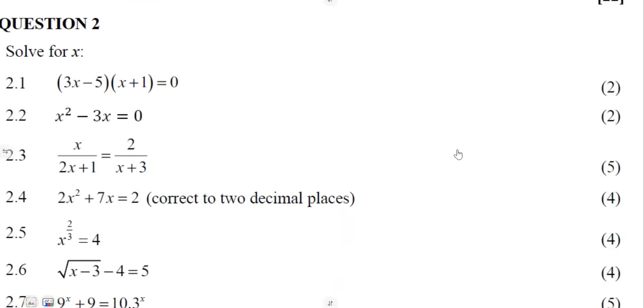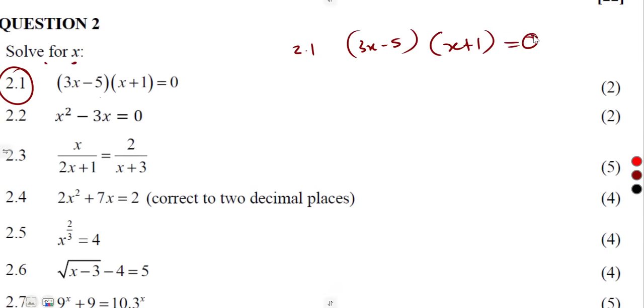All right, let us move on to question number 2. Solve for x. This time we are done with simplification, now we are solving for x. Two brackets equal to 0: 3x minus 5, x plus 1, equal to 0. We simply have to equate each to 0. 3x minus 5 must be equal to 0, or x plus 1 is equal to 0.